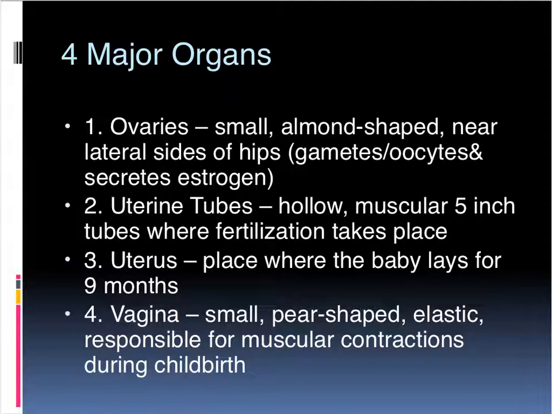We have the uterine tubes, which are also called oviducts or fallopian tubes. They're hollow, muscular, 5-inch tubes where fertilization takes place. Then number 3, we have the uterus, and that's the place where the baby lays for 9 months. Number 4, we have the vagina. That's the small pear-shaped elastic area responsible for muscular contractions during childbirth.